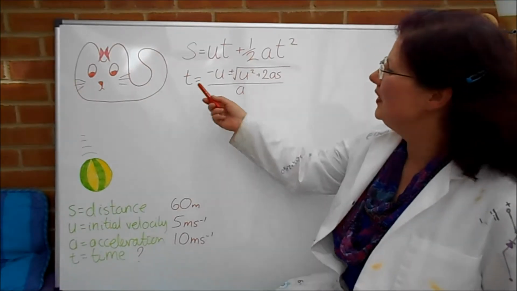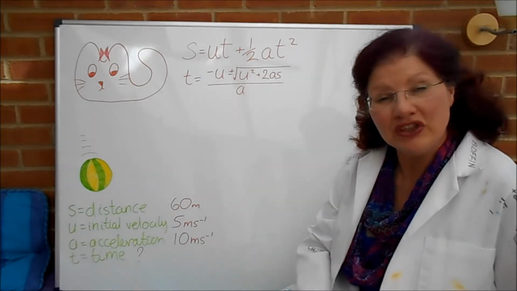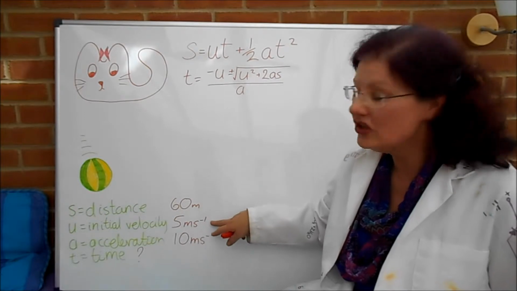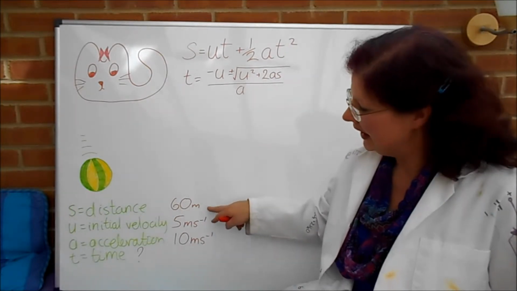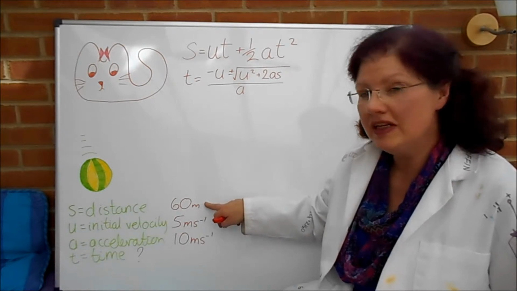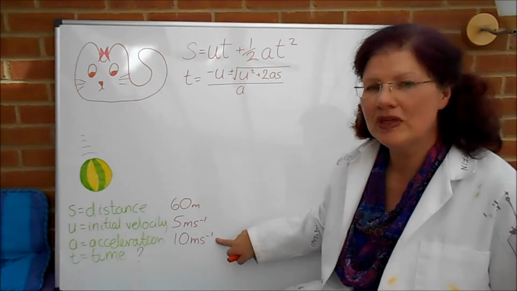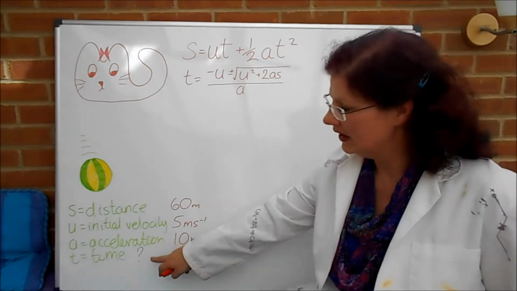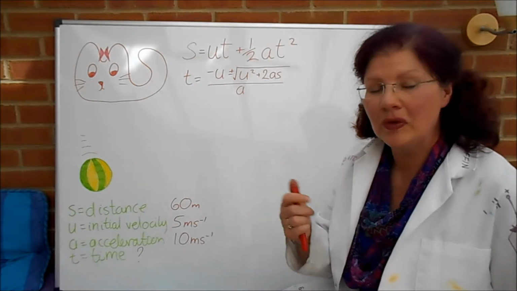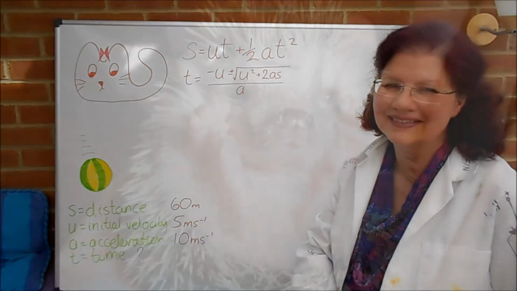Right, I've written the formula we just had up there at the top, and this time Batty is giving you the information. When she threw the ball downwards, she threw it with an initial velocity of 5 meters per second. Okay, it travels 60 meters in total, and at the time is undergoing acceleration due to gravity, which we can take as 10 meters per second squared. Question is, how long does it take to fall those 60 meters? Okay, off you go with that.